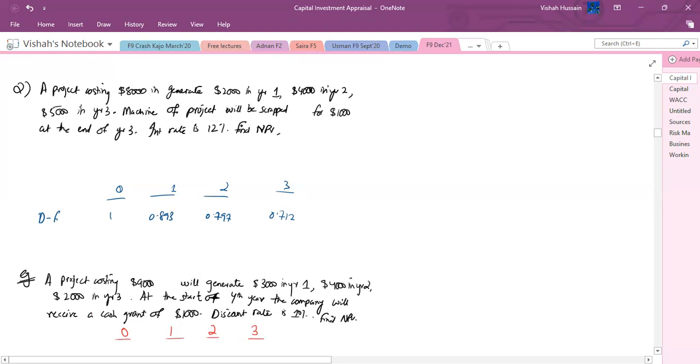So discount factor is going to be 1 for year 0, 0.909, 0.826, and 0.751. Preetham got the right answer. Great. Move towards the second example then.